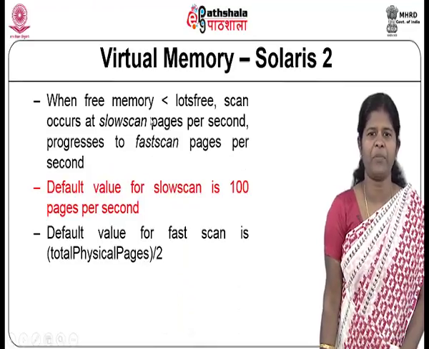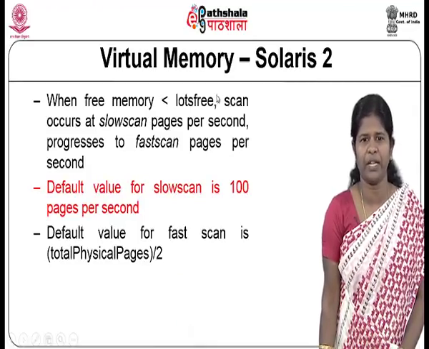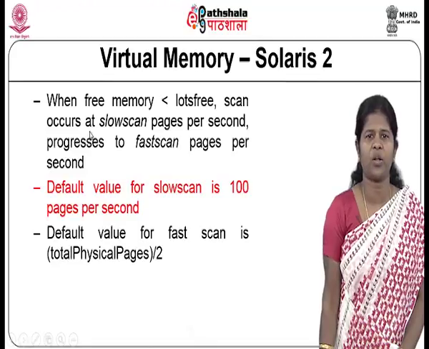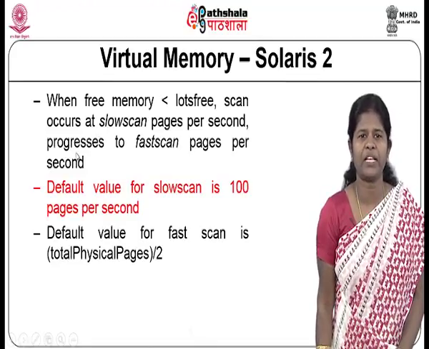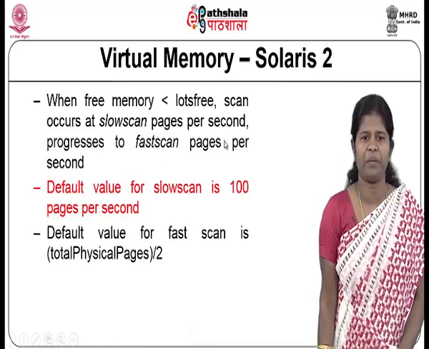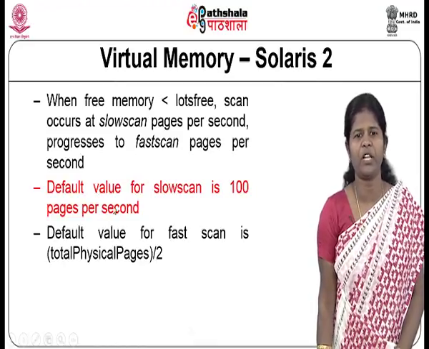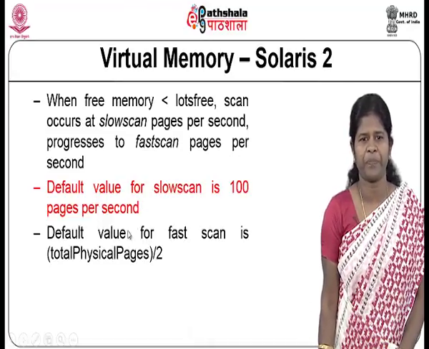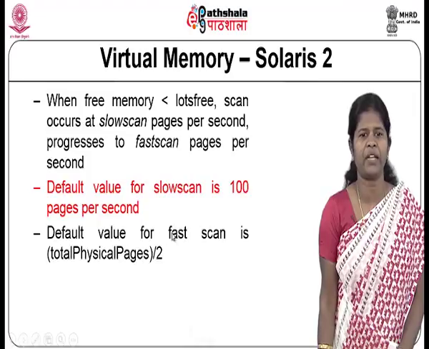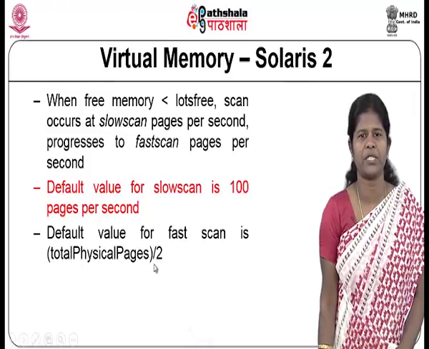And now, when the free memory is less than lotsfree, the scanning will start at slowscan pages per second, and gradually it will progress to fastscan pages per second. The default value for slowscan is 100 pages per second, and the default value for fastscan is total physical pages divided by 2.